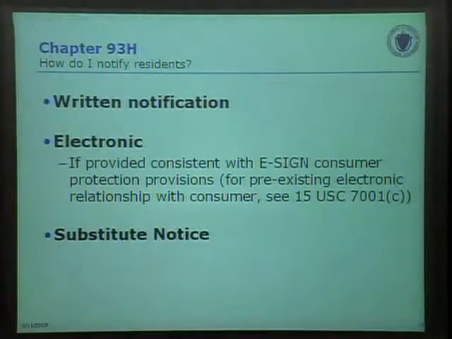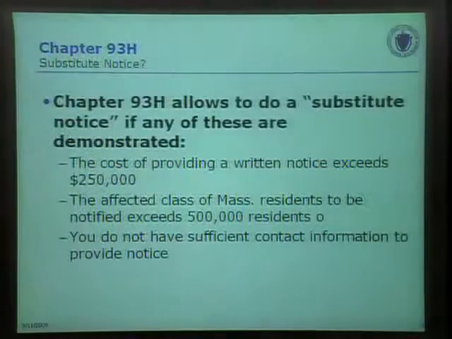Of course, you may have this already. There's also a third option called substitute notice. Chapter 93H allows you to do a substitute notice if any of these are demonstrated. The cost of providing a written notice exceeds $250,000. The expected class of Massachusetts residents to be notified exceeds 500,000 residents, or you do not have sufficient contact information to provide the notice.